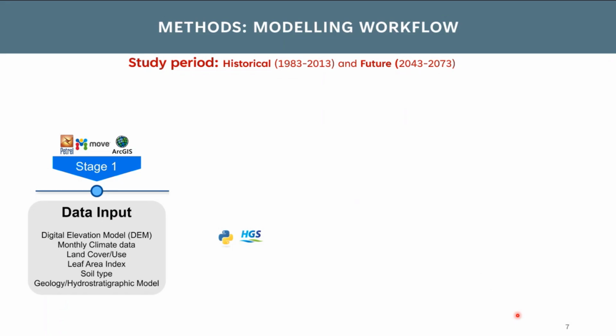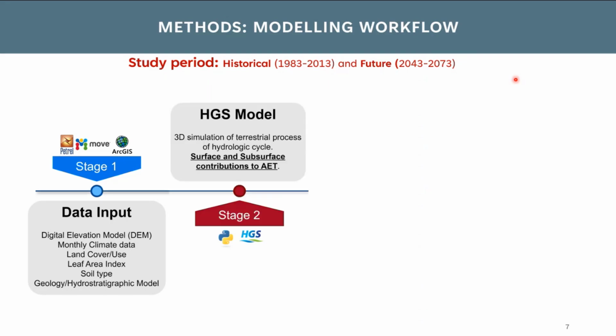So our modeling workflow, well, our study period for the historical one is 1983 to 2013, and for the future is 2043 to 2073. And our workflow consists of 4 main stages. The first one, we provide all the input, such as several geospatial maps, climate, time series.